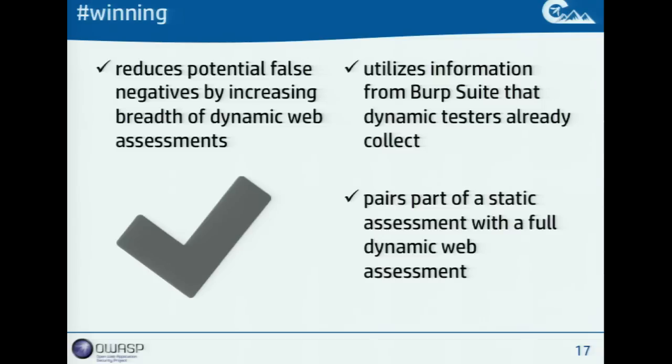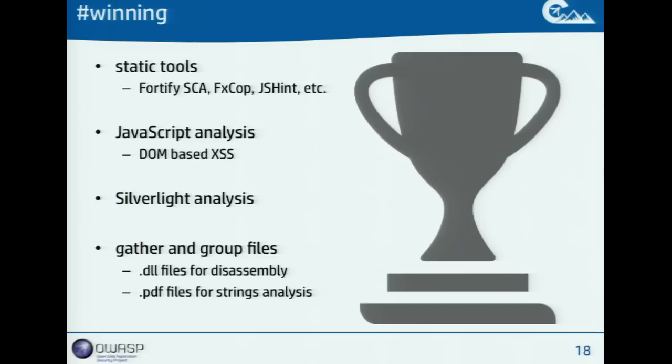And then I win by pairing my dynamic assessment with portions of a static assessment. If you run your static tools just over those presentation layer files, all those HTML and JavaScript files, you might find things that a lot of your dynamic tools aren't finding. So once you have those files on your local machine, you can run any static tools. You can run Checkmarx. You can run Fortify SCA. You can use FxCop, which might be more of a quality tool, but I find it's also interesting for security analysis. You can run JSHint on your JavaScript files. You can do any of your manual techniques, manually inspecting files or manual scripts.